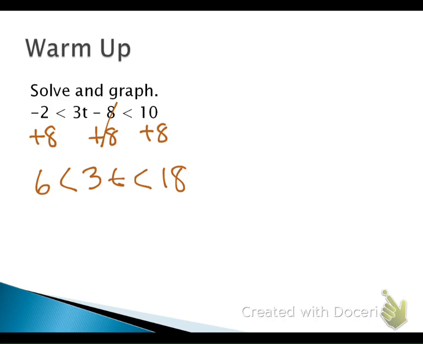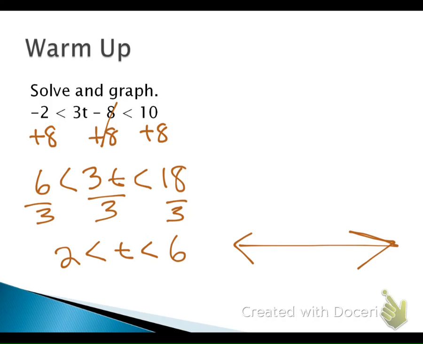Then what? Divide by 3. Good. So I have 2 less than t less than 6. This said solve and graph, so I'm going to draw a number line. I always put 0. It's a good reference point. Then I'd have 2. Then I'd have 6.